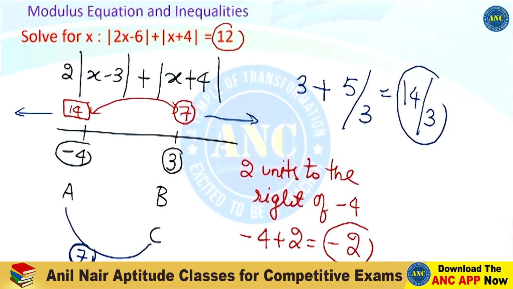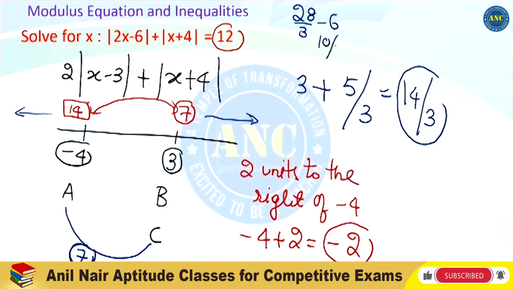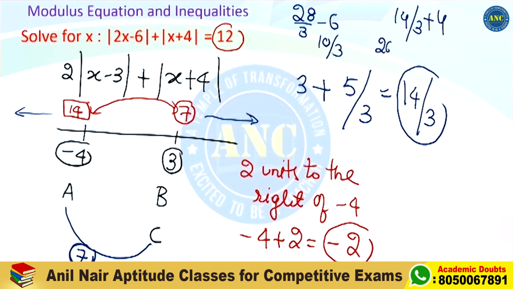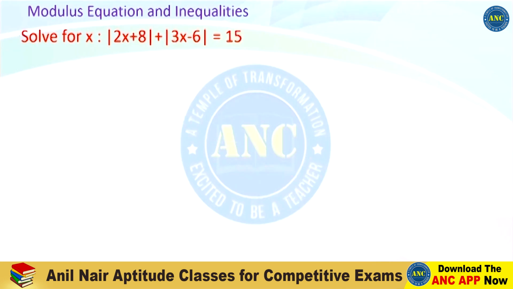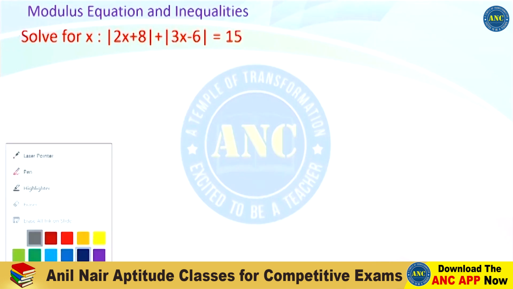If you substitute 14 by 3, 2 into 14 by 3 is 28 by 3 minus 6, that is 28 minus 18, which is 10 by 3. 14 by 3 plus 4 is 26 by 3. 10 by 3 plus 26 by 3 is 36 by 3, the answer is nothing but 12. I hope this idea is clear. We will solve a lot of questions based upon this idea.